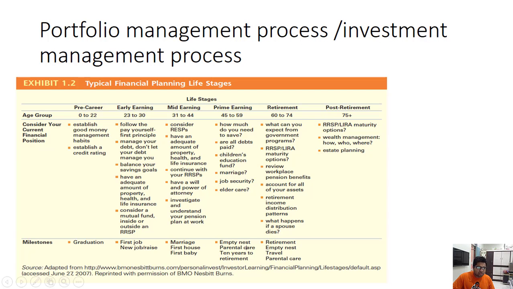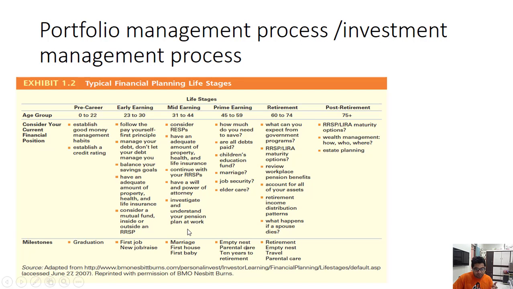Milestones will be first job, new job, raises. The mid earning period is when you're 31 to 44, so consider RESPs, because by the time you're 31 to 44 you may have kids now, so you need to plan for their education. Have an adequate amount of property, health and life insurance, because this is the phase when the maximum number of dependents are there for you. Have a will and power of attorney.